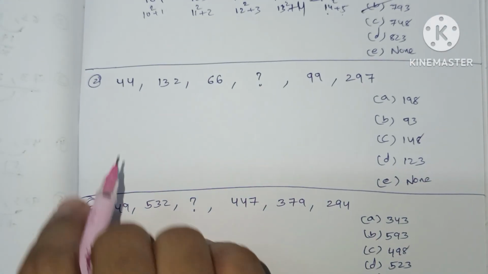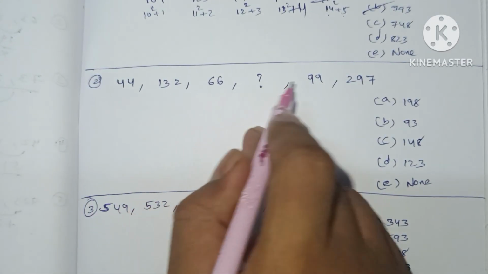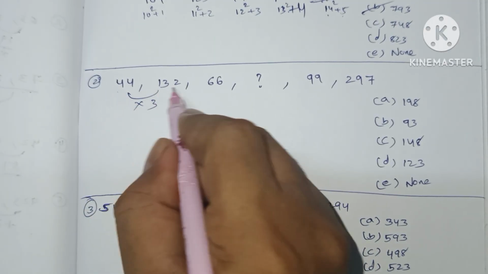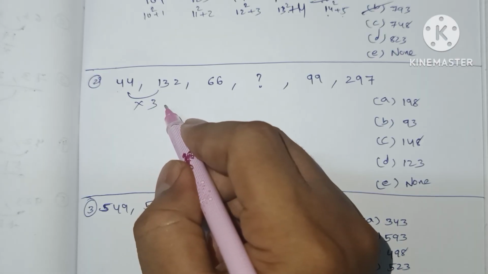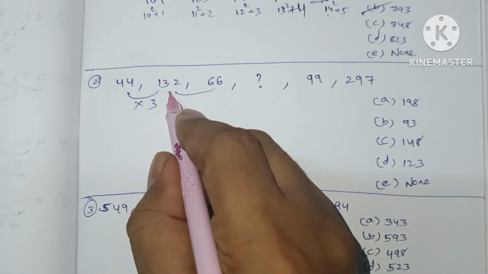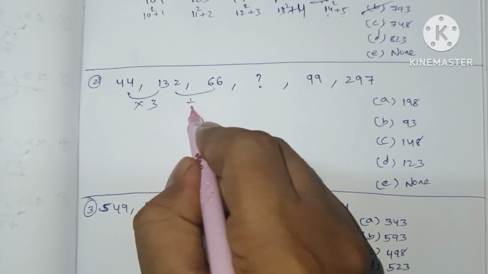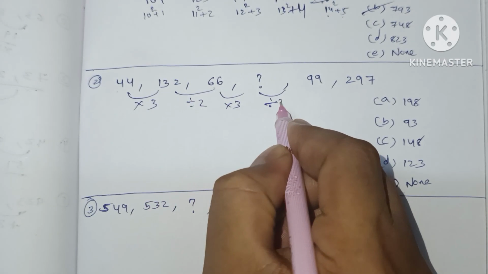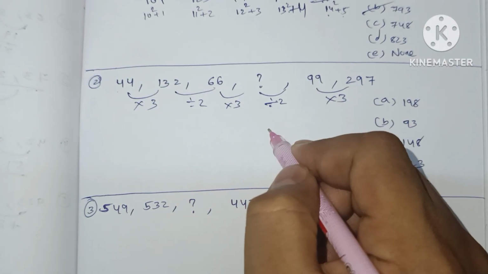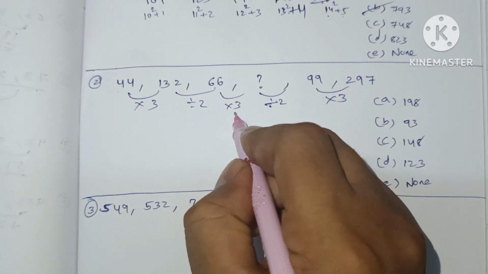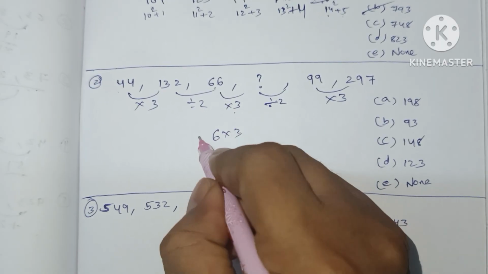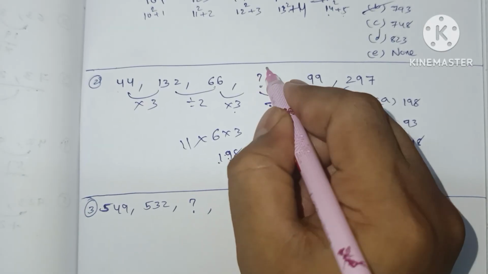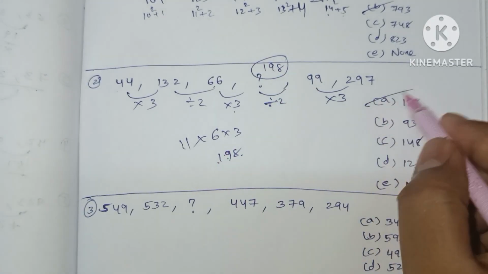Next, second question. Here it is nothing but 3 times, 44 and 132. These two numbers are familiar. It is into 3 times, and 132 becomes 66 means divided by 2. So let's take into 3 divided by 2. This is into 3. So 66 into 3, 6 3 times 18, 9 11 times will be sum of these two in between them. 198 is our answer, option A.